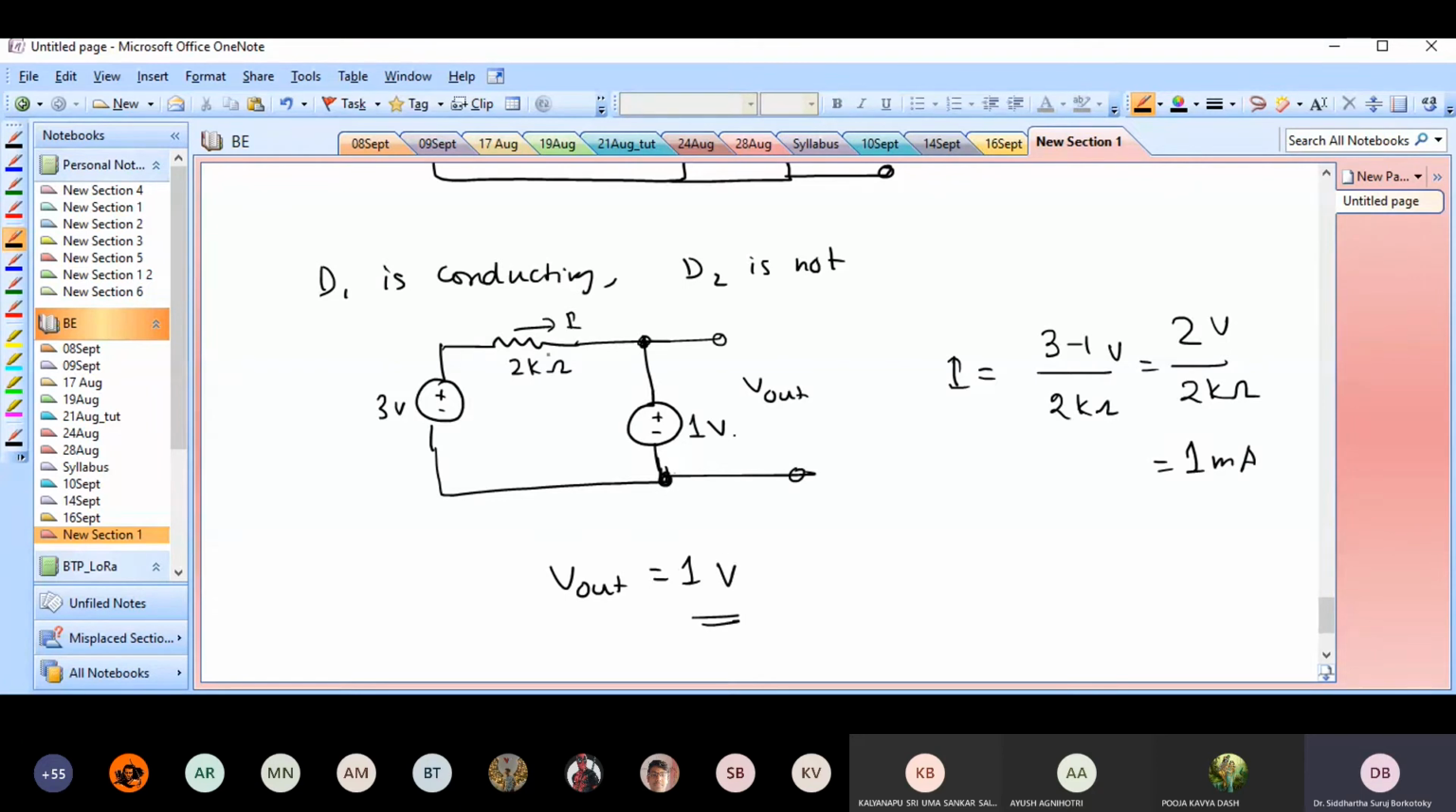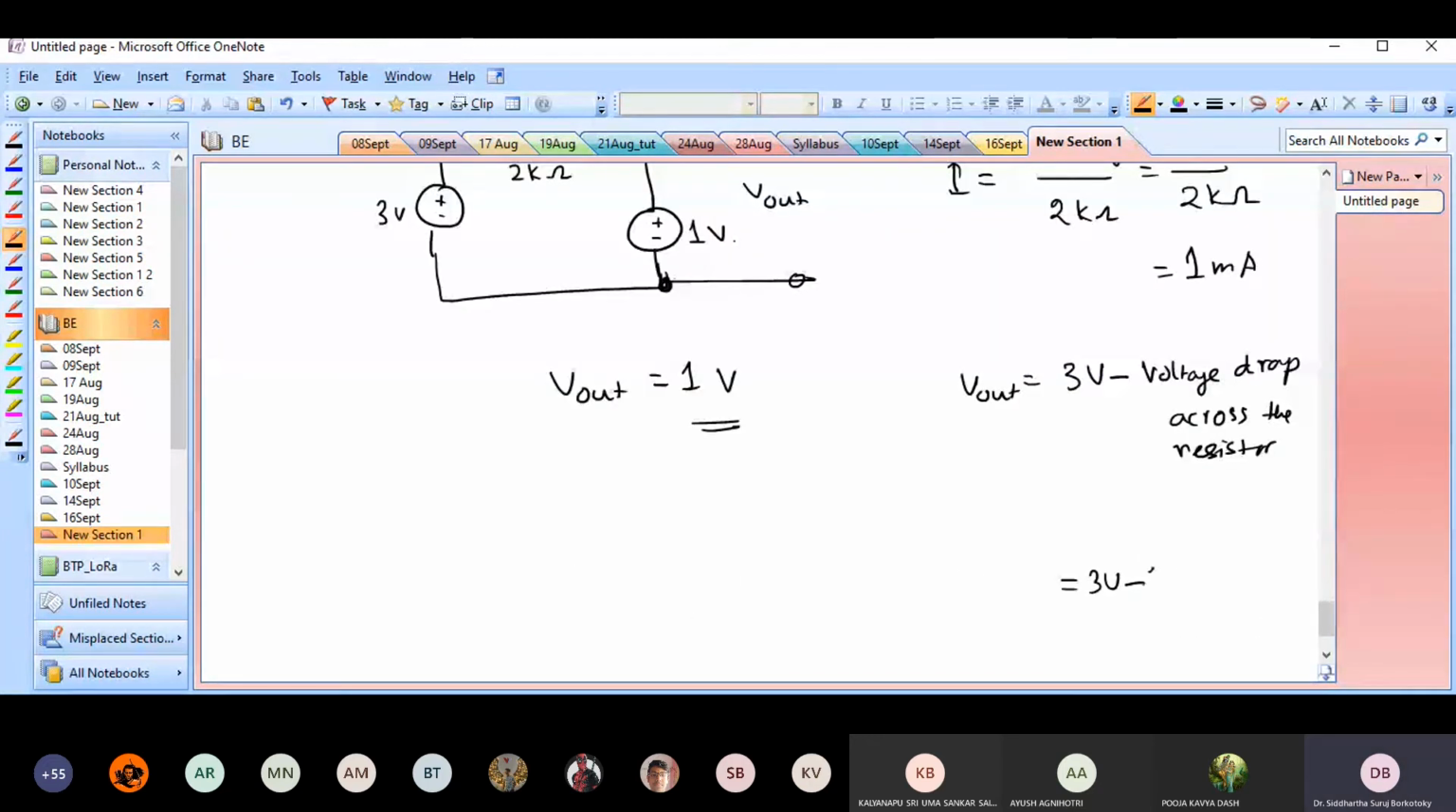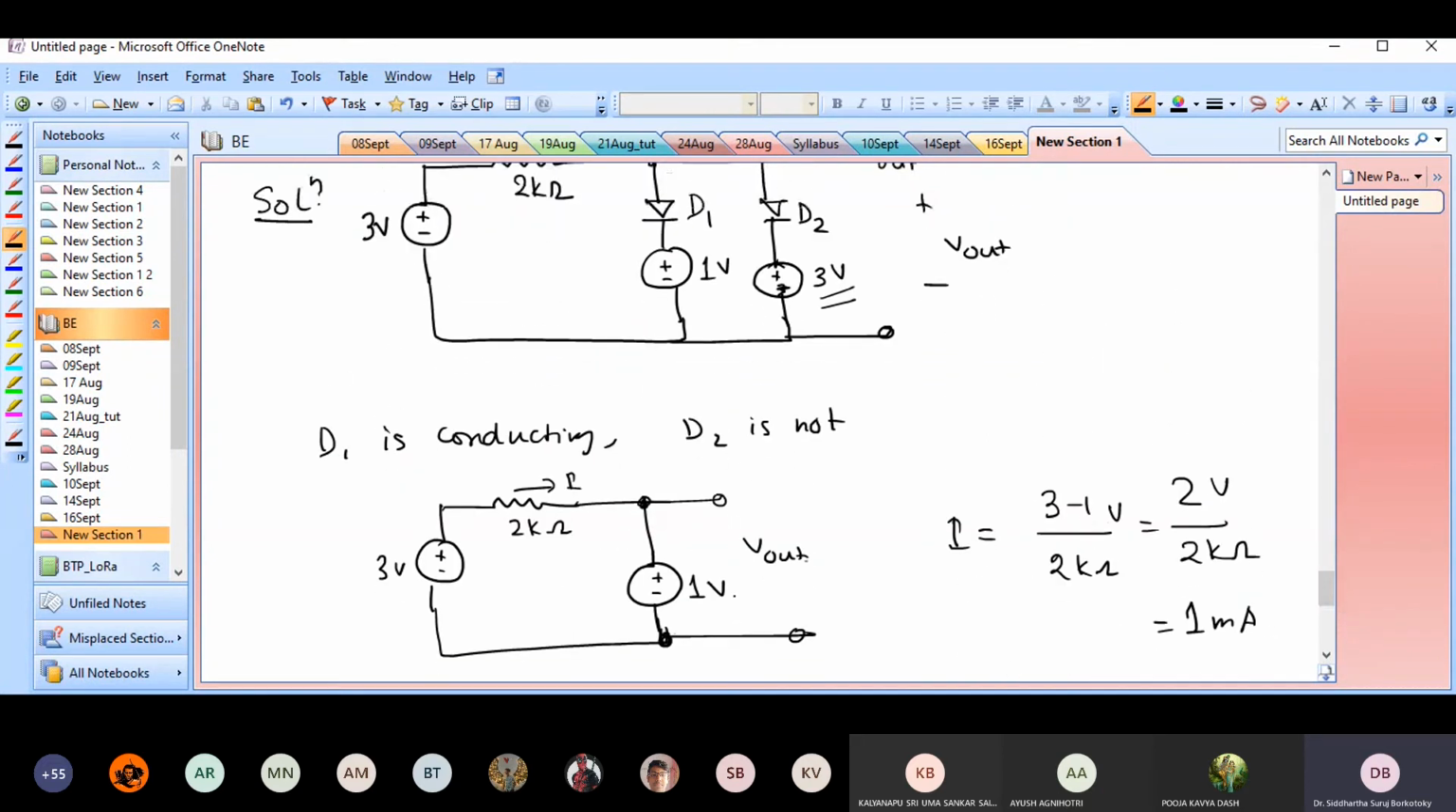But I could have actually done it in some other slightly more roundabout manner as well, as I was about to do a while ago. I was about to tell you that V out is the supply voltage 3 volts minus the voltage drop across the resistor, which means it's 3 volts minus 2 kilo ohms times 1 milliampere. That's 3 volts minus 1 volt. That's 1 volt. So sometimes you have to do these things, but here the equation is actually rather straightforward. You don't really need to get into all that trouble.